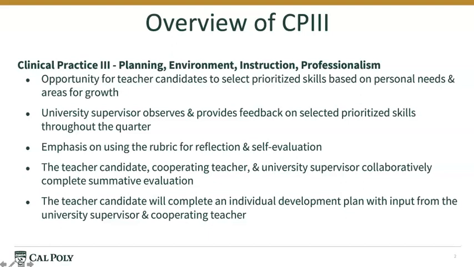Using evidence from the CP2 summative evaluation, the teacher candidate will assume increasing levels of responsibility for determining which skills are evaluated throughout the quarter. At the conclusion of CP3, the teacher candidate, cooperating teacher, and university supervisor will collaborate on the summative evaluation. The teacher candidate will complete an individual developmental plan with input from the university supervisor and cooperating teacher. This document will become the foundation for future professional development.